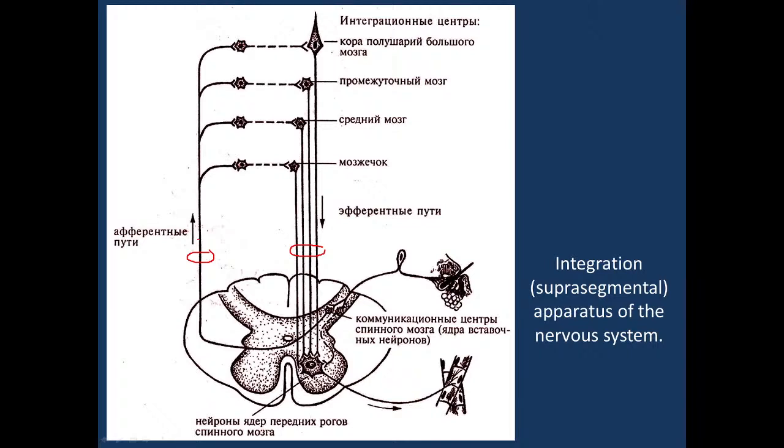So, we call this combination of pathway and center the integration apparatus of the central nervous system. This integration apparatus helps make responses more complicated than simple reflexes like the knee reflex.